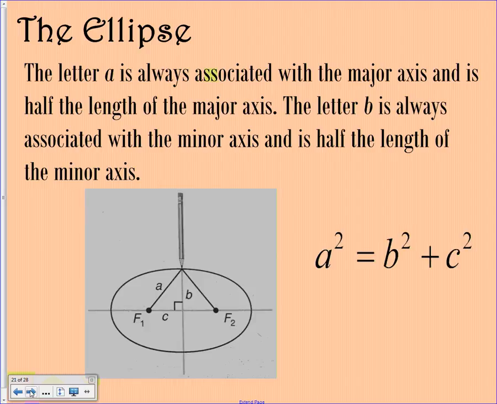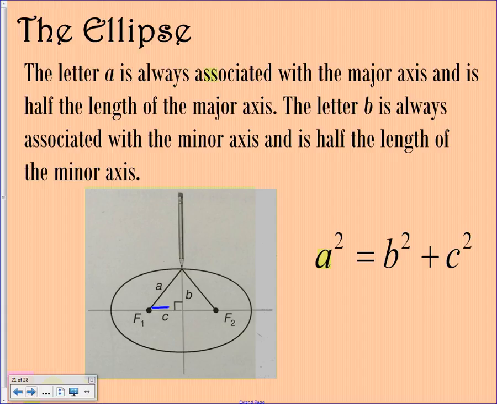And we also have this formula. It is not the same as the Pythagorean theorem. It is a squared equals b squared plus c squared. It is the Pythagorean theorem, but it's not a squared plus b squared equals c squared. Your a squared is now your hypotenuse whenever you're looking at your ellipse. Just because of the way they set up the variables, that's how it ended up.